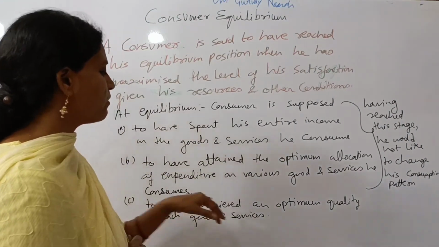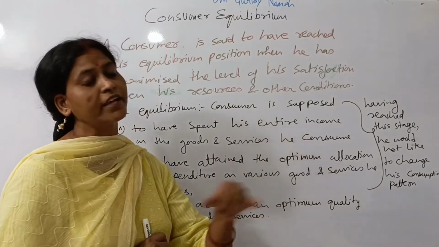Then the last one is to have achieved an optimum quantity of each good and service.